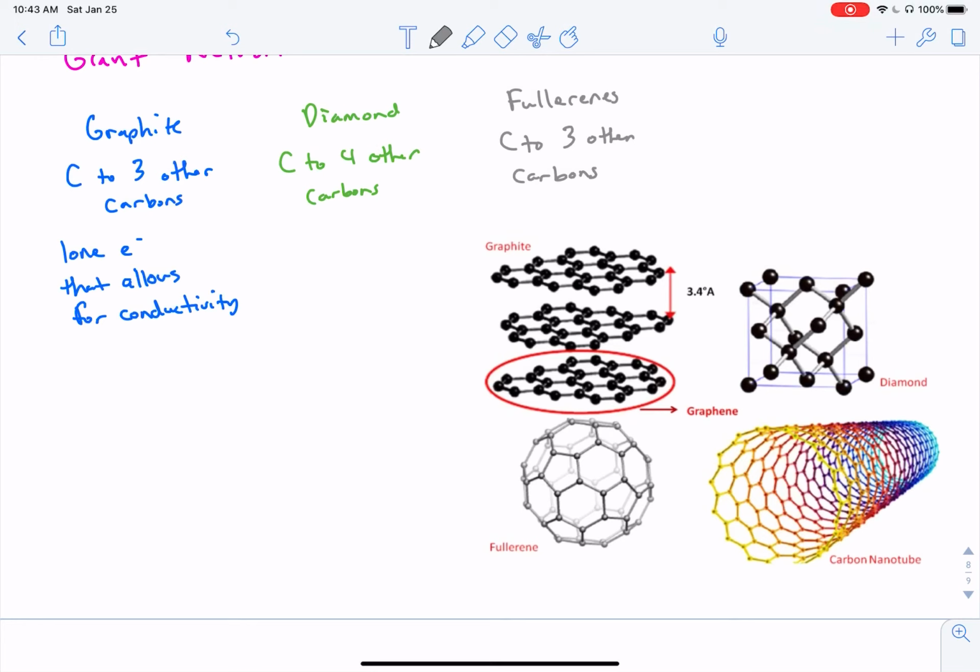Graphite is carbon bonded to three other carbons. Diamond is four other carbons because it's tetrahedral. And then fullerenes are also three. I don't know why I said two. So carbon to three other carbons, carbon to four other carbons, carbon to three other carbons. The lone electron between the sheets of graphite allows for conductivity to be present.